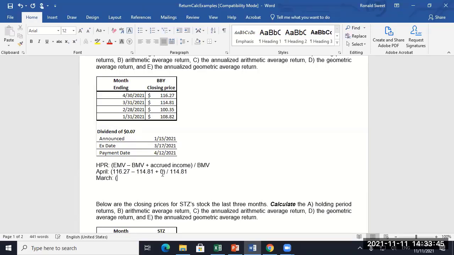Who's going to do March? Someone different. Let's not run out of people. So just write it off real fast. 100 minus 135. Zero. Is this one zero or not? When's the ex date? It's March, and what are we doing? Is it going to be 100? What do you add in here? 135. No, here you're going to just add in the dividend. Oh, 0.07. All right, so I gave you the hard one. Divided by 135. All right.